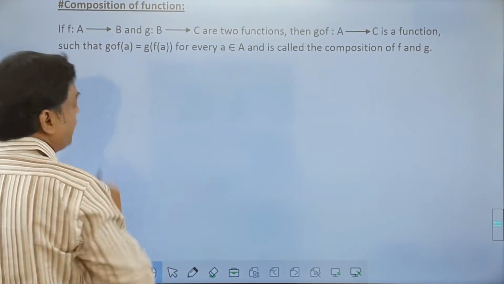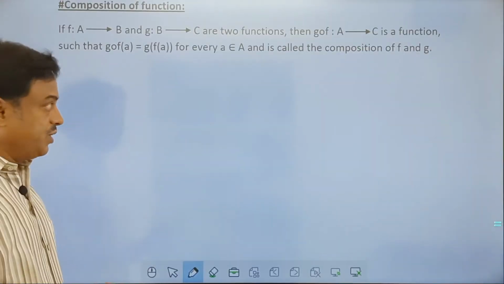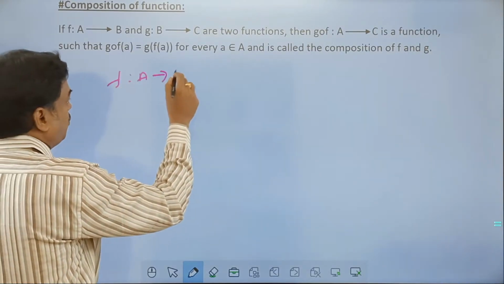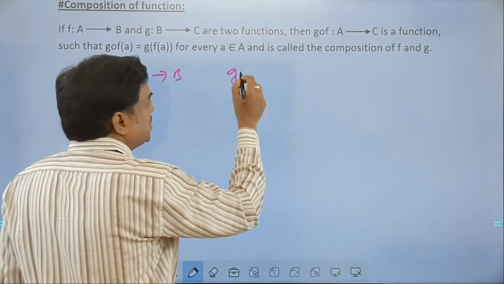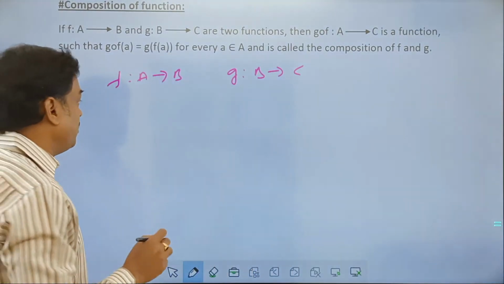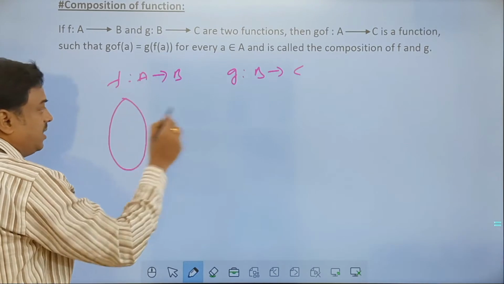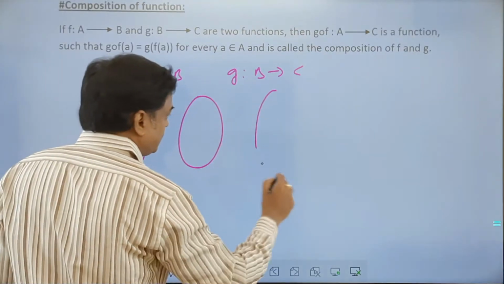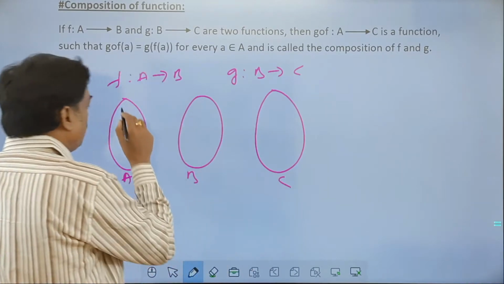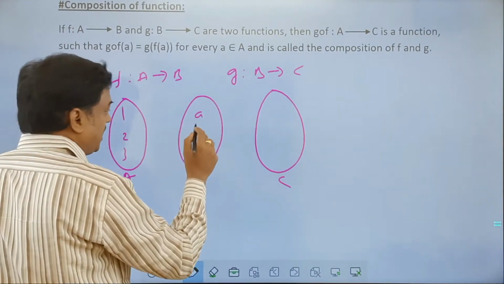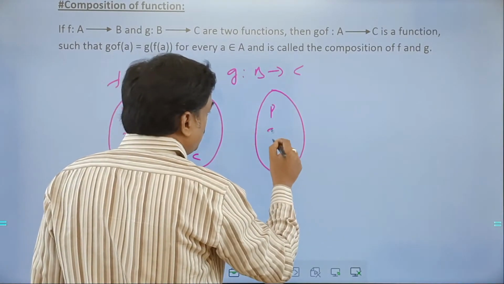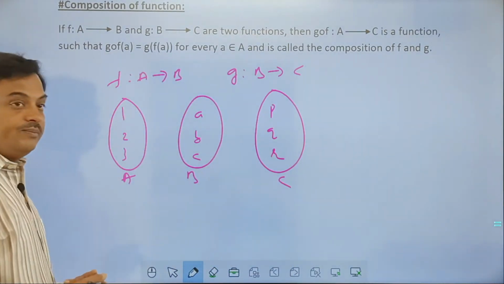Now, composition of a function. What is a composition of a function? Imagine I have a function F which is mapping from A to B and another function called G which is mapping from B to C. Please understand my point here. I'll show you with an example. Here you see this one. This I call A, B, C. 1, 2, 3 with A, B, C over here. And we have P, Q and R as elements.